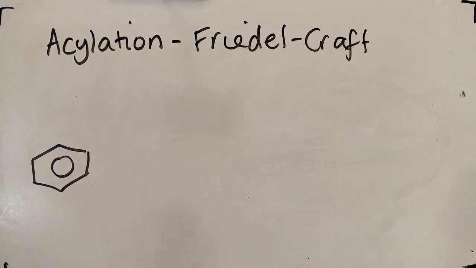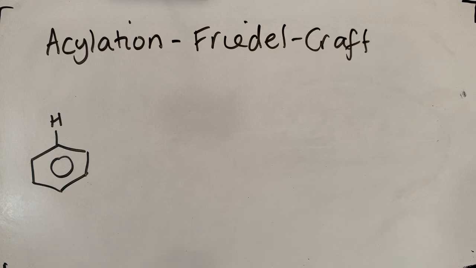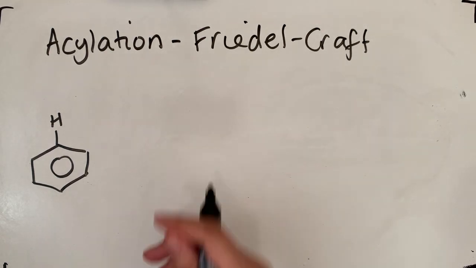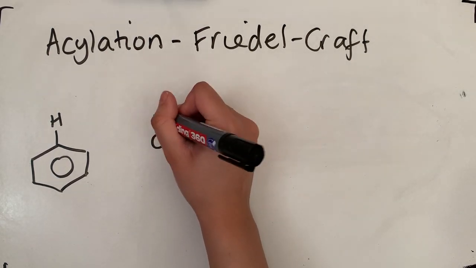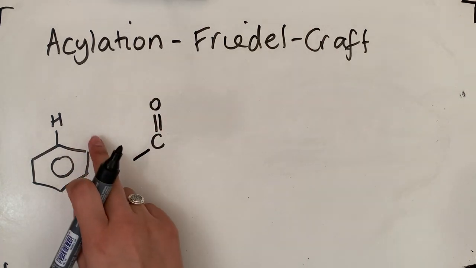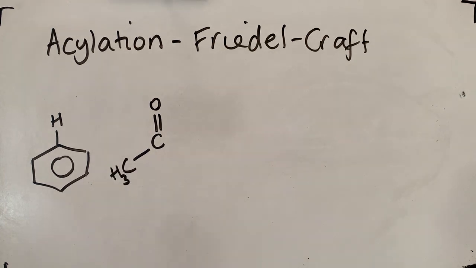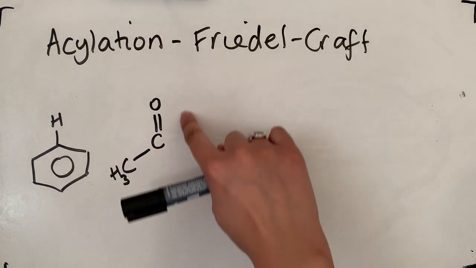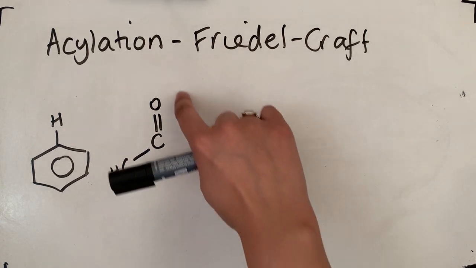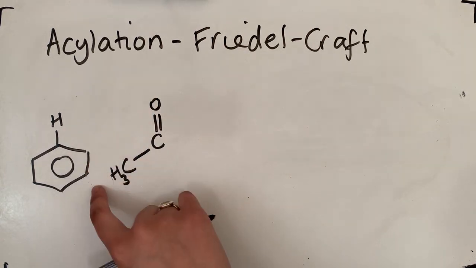Now let's look at the overall reaction. Again, start off with our benzene ring. I'm just going to draw that hydrogen in the top over there. What we do is we now react it with something with a C=O bond, because the aim is to add that functional group onto our benzene ring. In this case, I'm just going to put a CH3 over here, so what we want to do is add this ketone part over here.